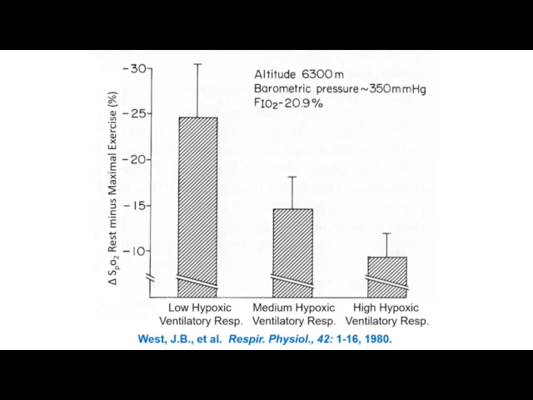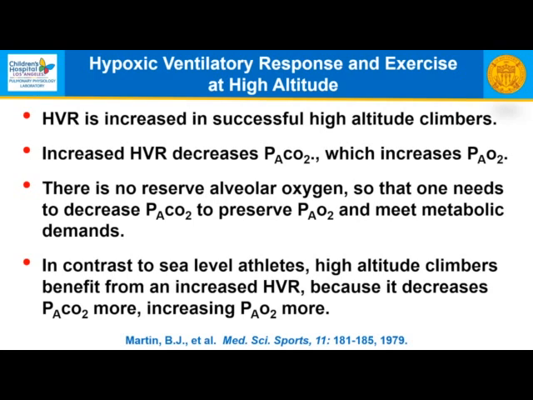Fall in oxygen saturation from rest to maximal exercise in people with a low ventilatory response to hypoxia versus a high ventilatory response. So high ventilatory response, there's not as much fall as in somebody who doesn't mount a significant hypoxic ventilatory response. So hypoxic ventilatory response is increased in successful high altitude climbers. So at high altitude, there's no reserve alveolar oxygen, so one needs to decrease CO2 to preserve PO2 and meet metabolic demands.